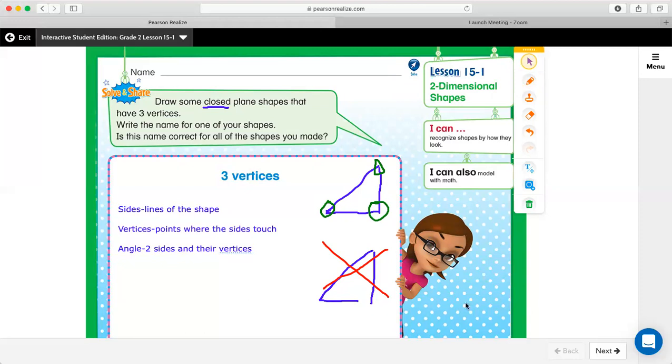What is the name of the shape that I just created? Hopefully, you all said triangle, and I did mention that as I was drawing it to you. So is this the correct name for the shape that you made? Is this really a triangle?